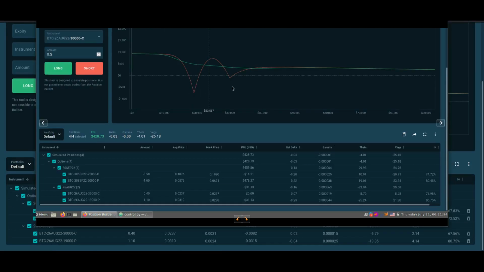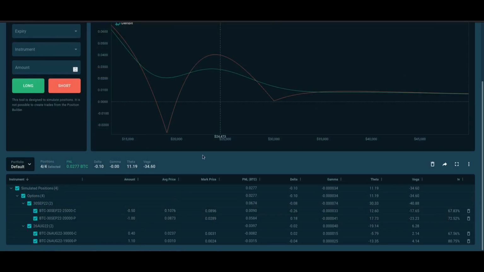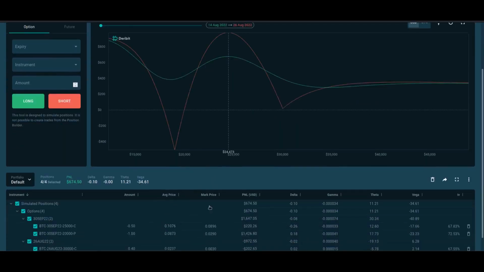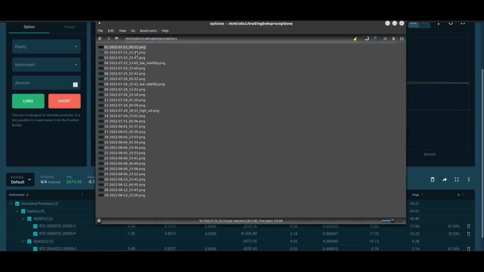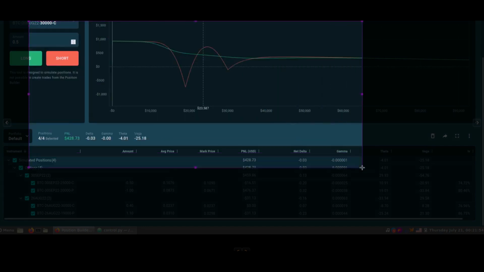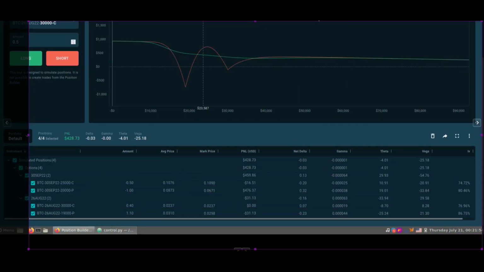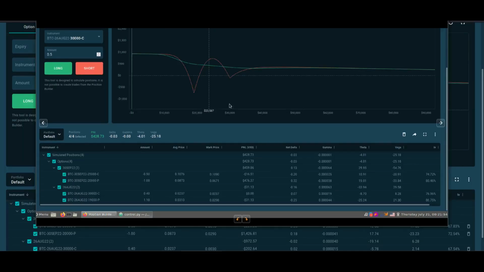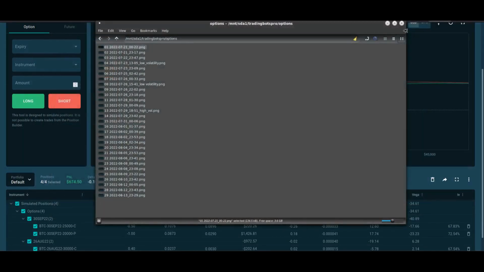And let's take a look at how it changes through time. So currently, let's check the initial price of the underlying asset. It was 23,500. So it is the start point of the price of the underlying asset.